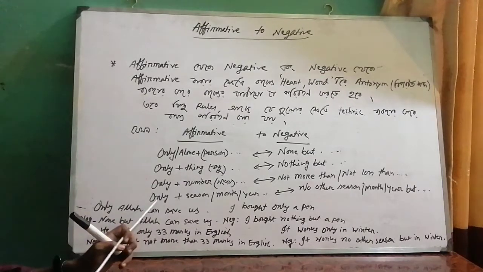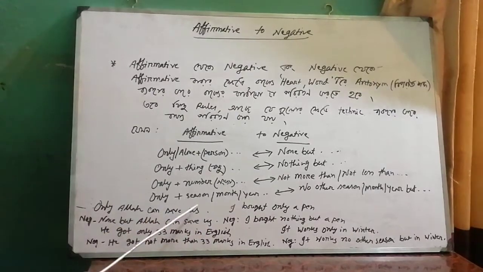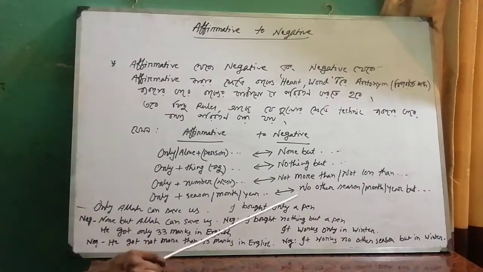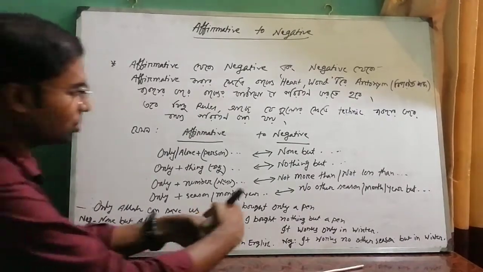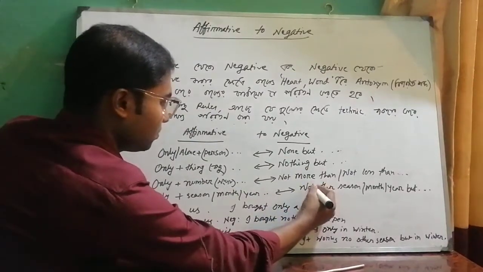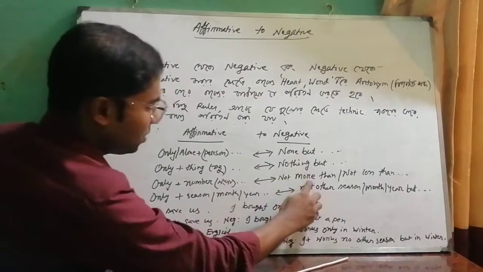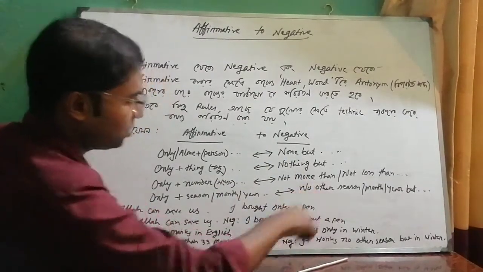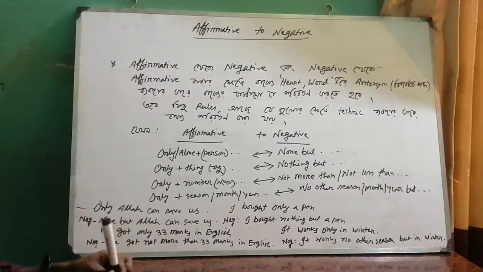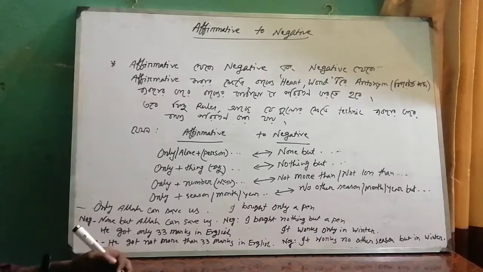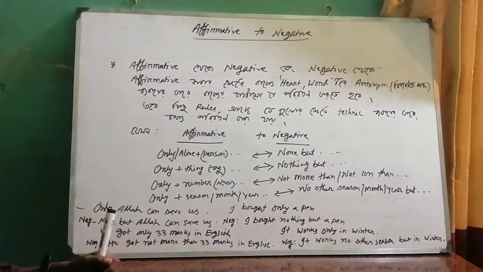And the last one, only plus season, month or year. In the place of only you have to write, not more than, sorry, that's not right, I'm sorry, no other season. Actually I was absent-minded. When we take classes in the classroom, sometimes we become absent-minded and we may make mistakes also. So my dear students, let me rectify it.